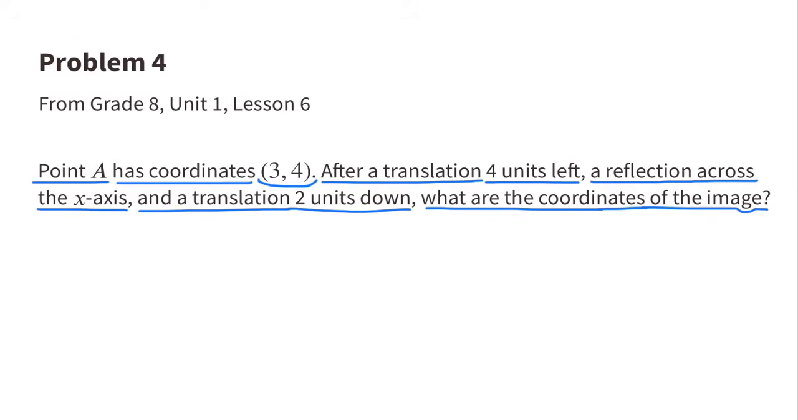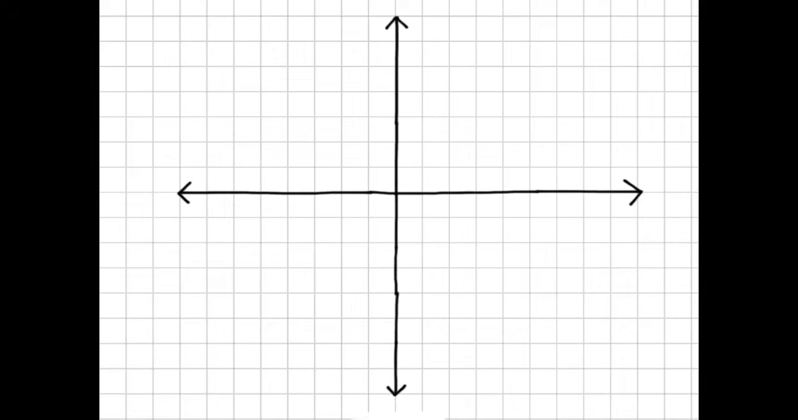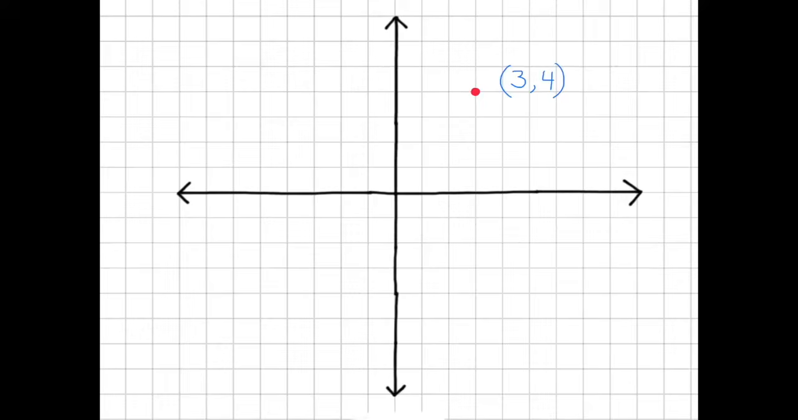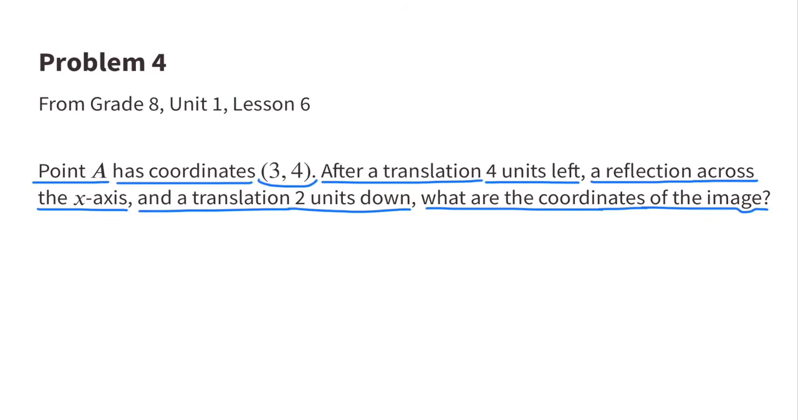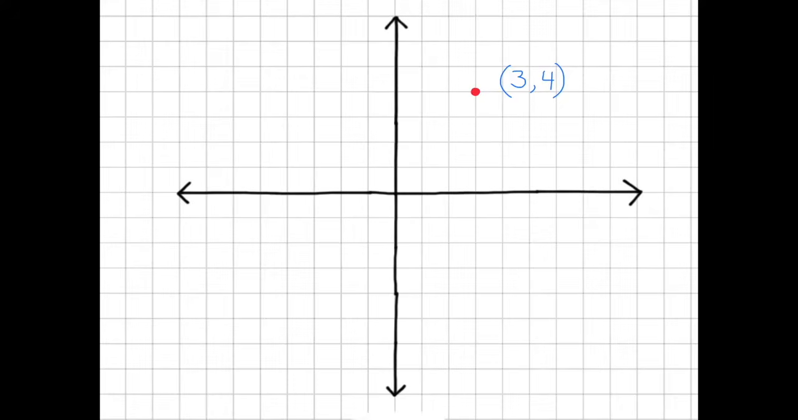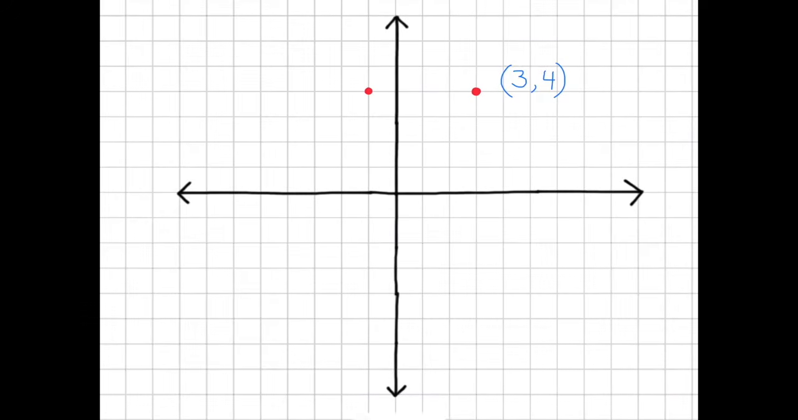Number 4. Point A has coordinates 3 and 4. After a translation 4 units left, a reflection across the x-axis, and a translation 2 units down, what are the coordinates of the image? I'm going to start by making a grid with an x-axis and a y-axis. Next, I'm going to place the point at coordinates 3 and 4, or 3 units to the right and 4 units up. The first thing that they asked me to do was a translation 4 units to the left. That means I need to move this point 4 units to the left. There's the new location of the point.